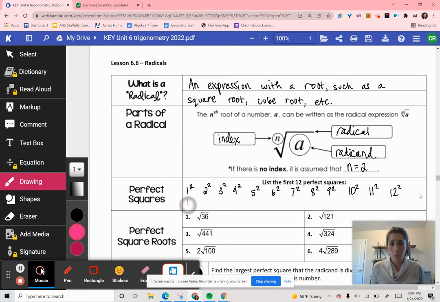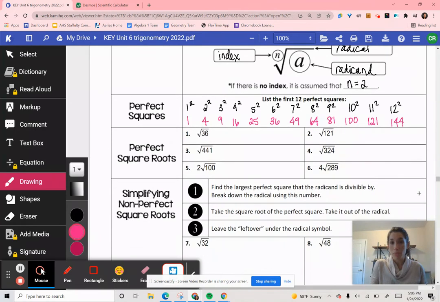So 1 times 1 is 1. 2 squared, 2 times 2 is 4. 3 squared, 3 times 3 is 9. 16, 25, then 36. 7 times 7, 49. 8 times 8, 64. 81. 100. And that's why they're called perfect squares: we can make the shape of a square out of these side lengths here. Okay. And then we can go backwards from this.